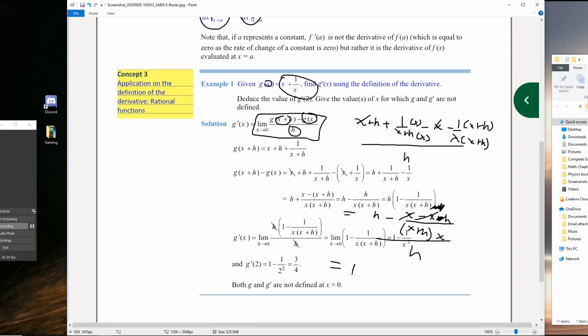So what you're left with, let me rewrite it, is h minus h over x plus h into x, over h. I can factor h, and this will be 1, and that's how you factor. Try putting h again, you get the same answer. With that, you cancel and you're left with minus 1 over x plus h.